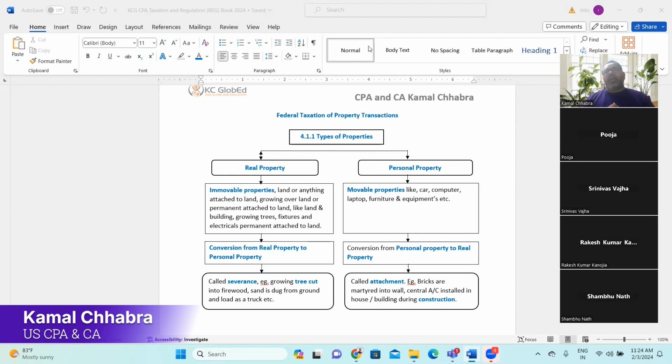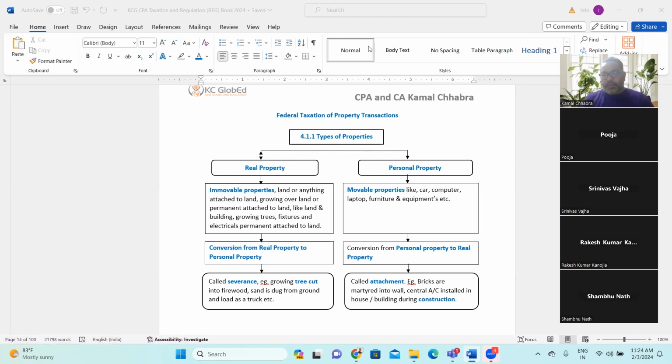Right? So here most of the Indian students get confused, because we believe personal property is my personal property that is not going to be used for business purposes, right? So here personal property means movable property.